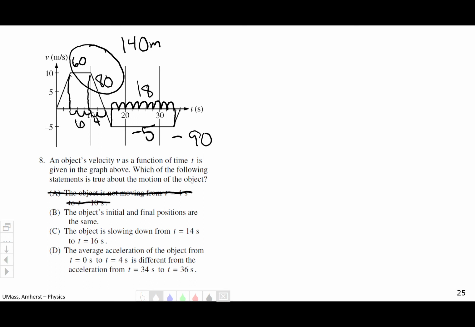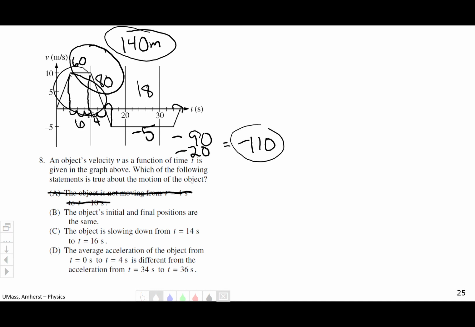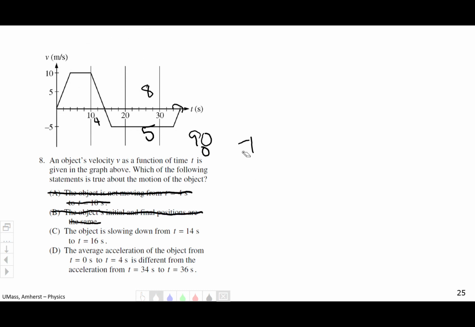Yeah. And then we have 2, 4 times negative 5, which is a negative 20, giving us negative 110. So 140 meters positive, a negative 110 meters negative, meaning the initial and final positions are not the same. All right, let's go through that and just erase.